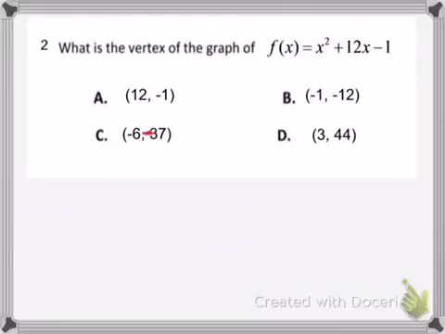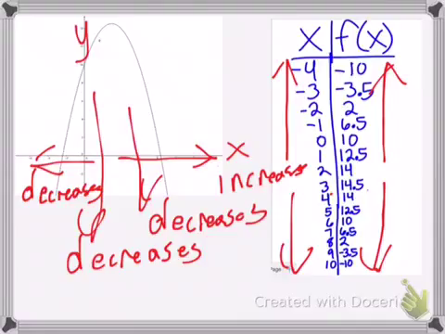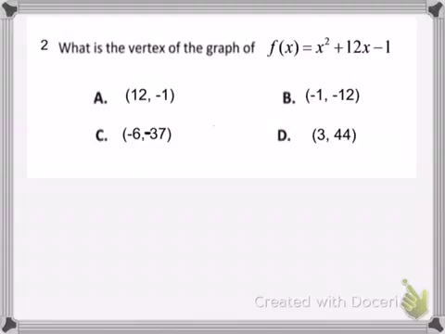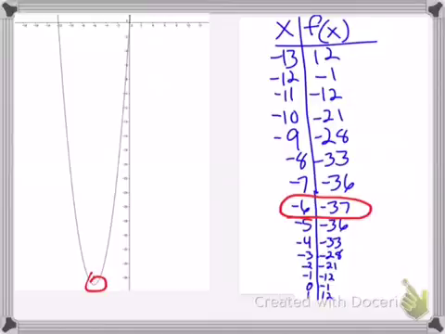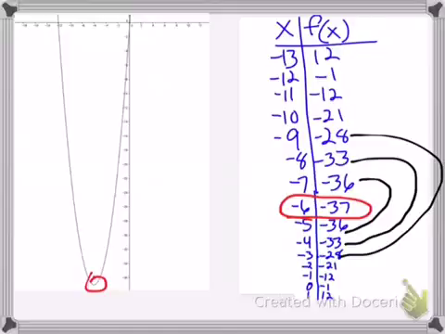Alright, right here, what is the vertex of the graph? So we look right here. What is the vertex of the graph? y equals x squared plus 12x minus 1. See right here, our vertex is on our table and it's on our graph as well. So we got negative 6 and negative 37. You can know that's our vertex because it is going up by the same amount from there. You got the same values on each side of the vertex. So negative 6, negative 37.